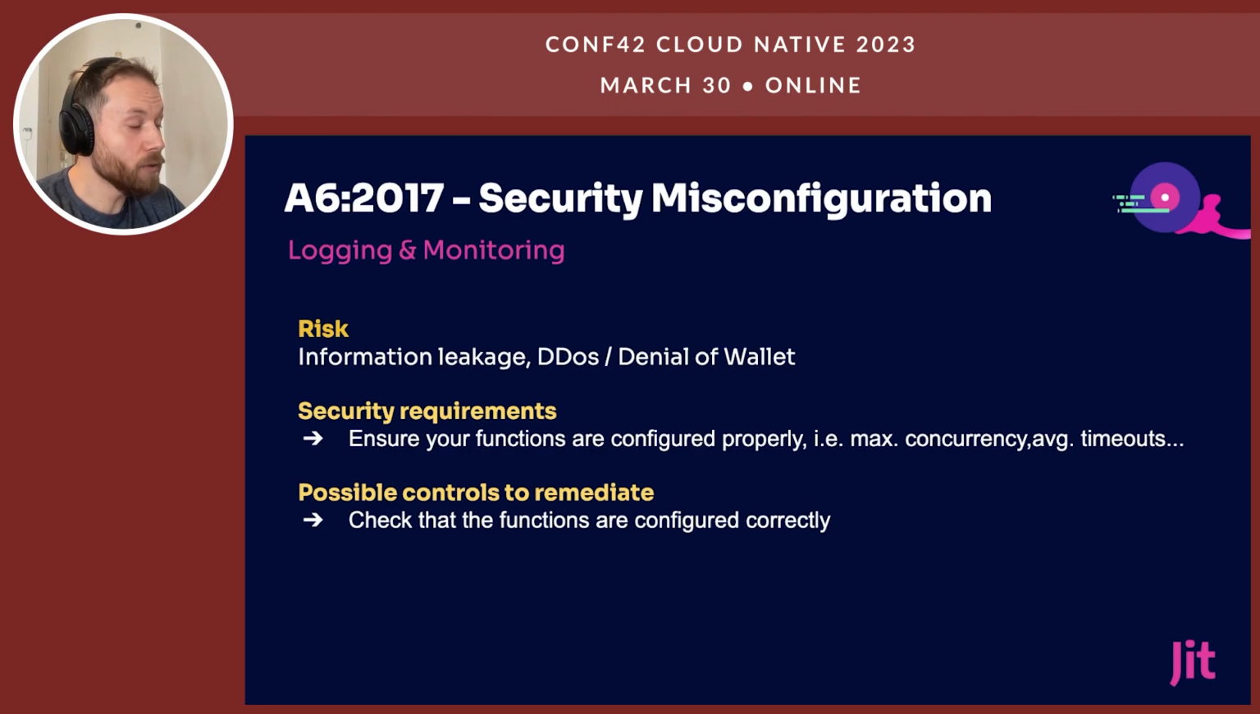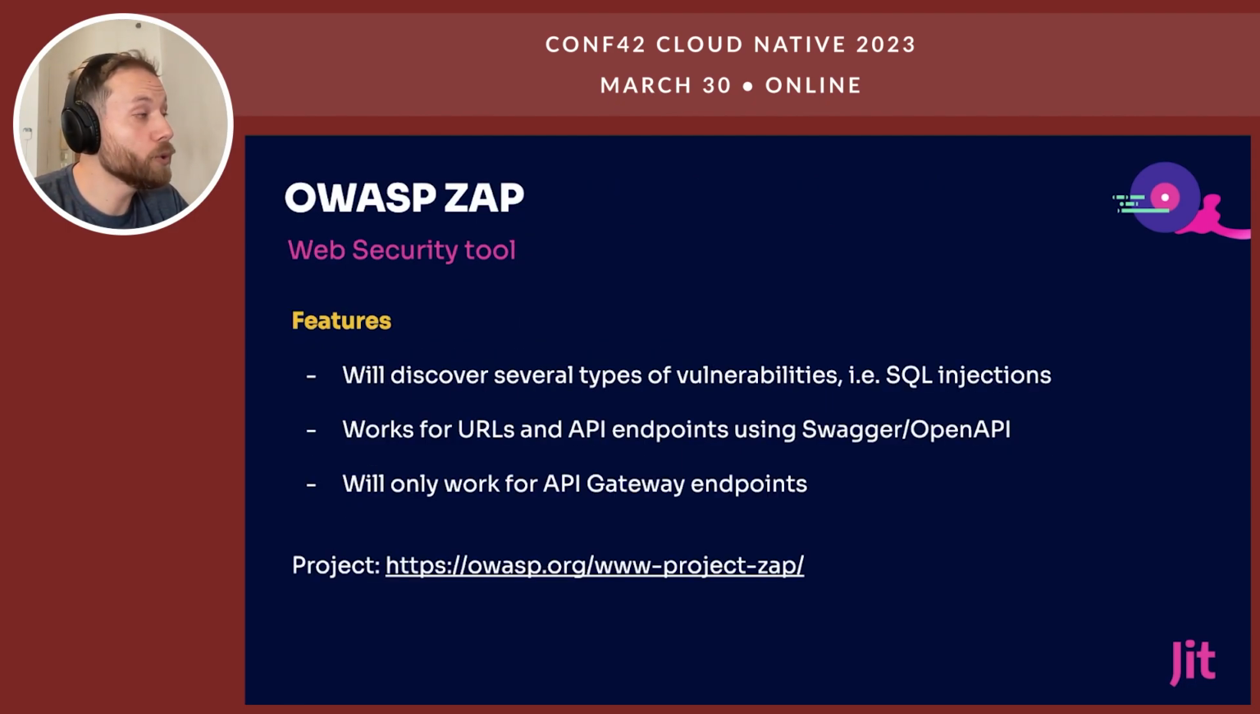Cool. So now let's start by talking about some of the available tools that we could utilize. The first one we are going to talk about is OWASP ZAP. It's a web security tool. It could scan your web app and your API in order to find misconfiguration and vulnerabilities. It could find different things like SQL injection.